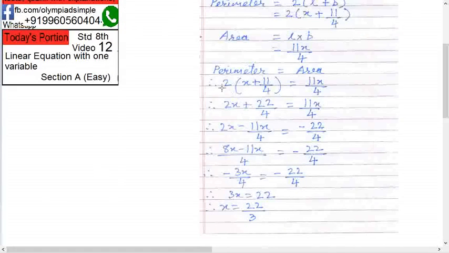So solve this. 2x plus 2 times 11, that is 22 by 4, equals 11x by 4. Then 2x on this side, 11x by 4 on this side, 22 by 4 on this side. So this becomes minus and 22 by 4 also becomes minus, right? Next, 8x minus 11x, minus 3x by 4, equals the same, minus 22 by 4. Minus minus cancelled. So 3x equals 22, x equals 22 by 3. That is the answer of the length.